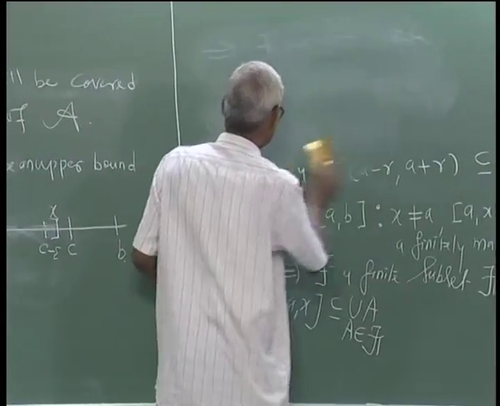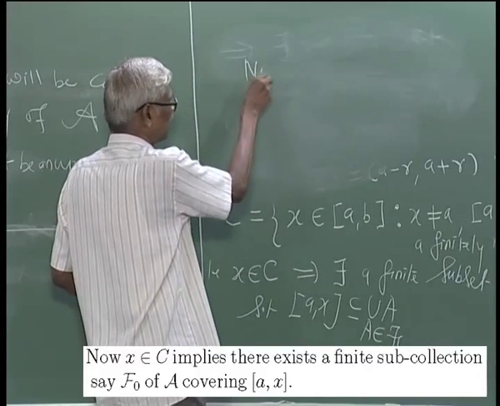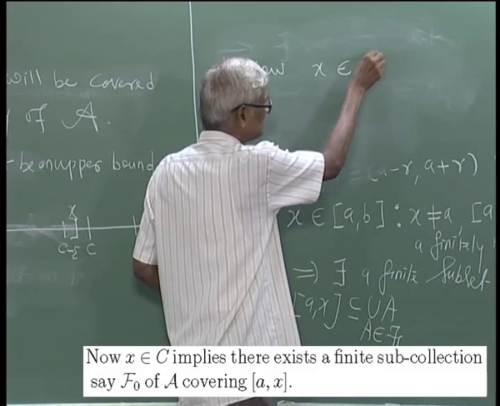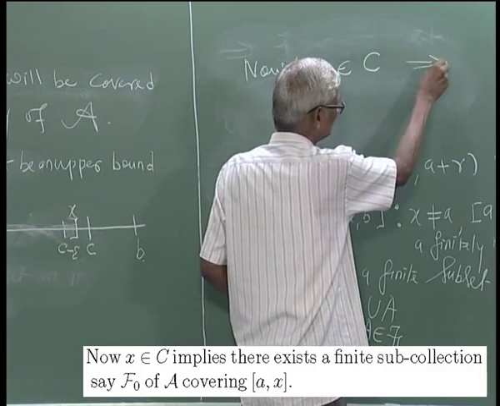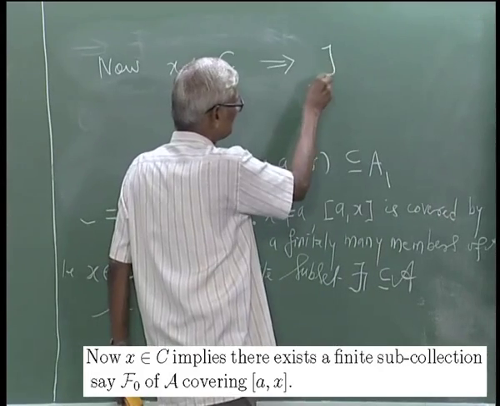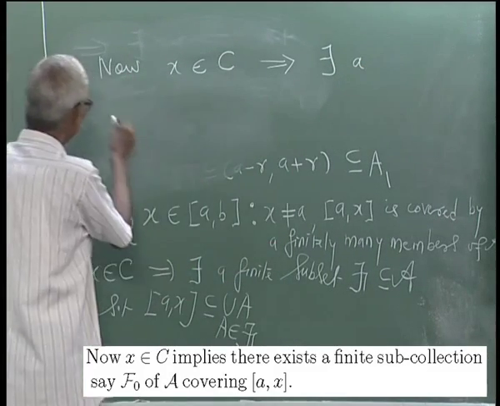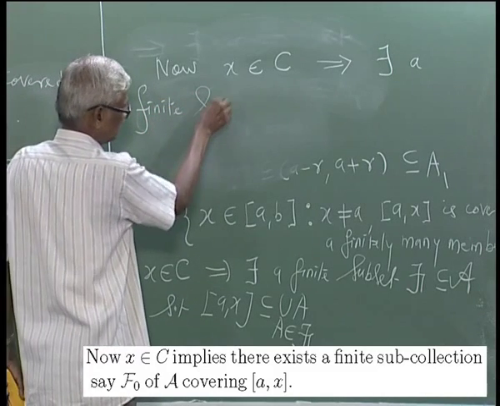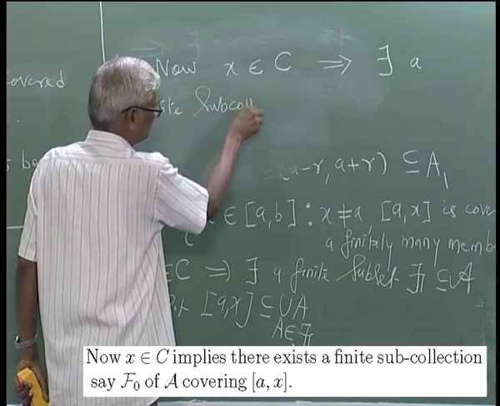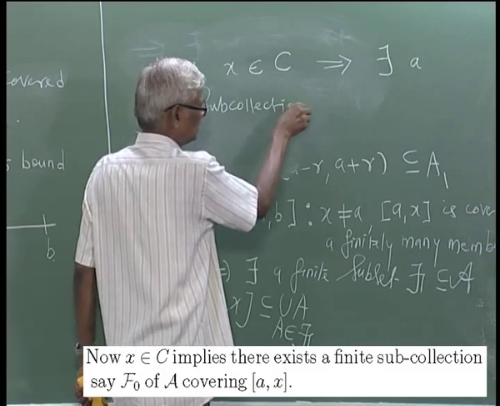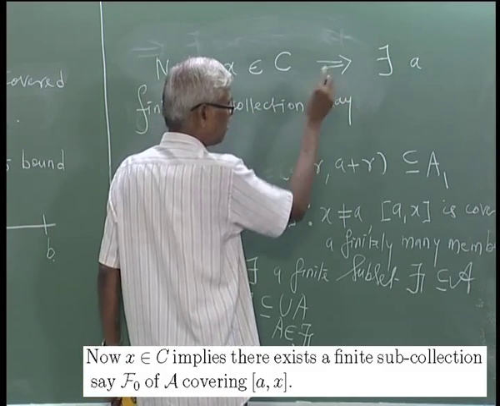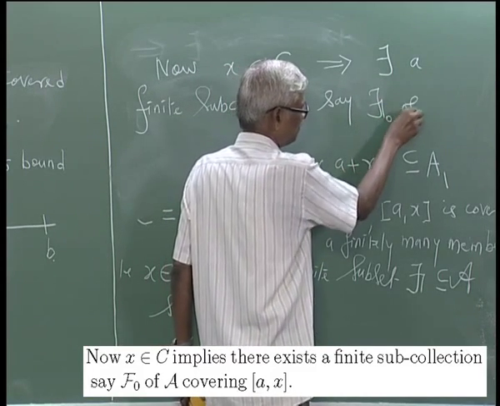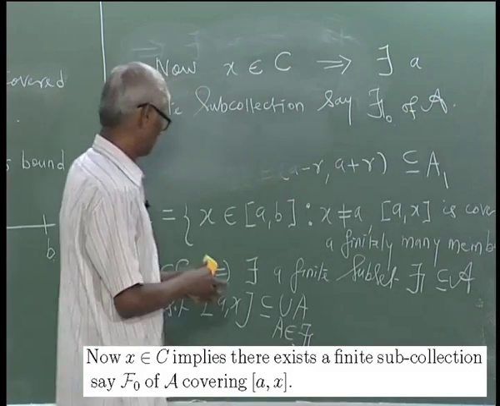So, now x belongs to C implies there exists a finite subcollection, say script F naught of script A.